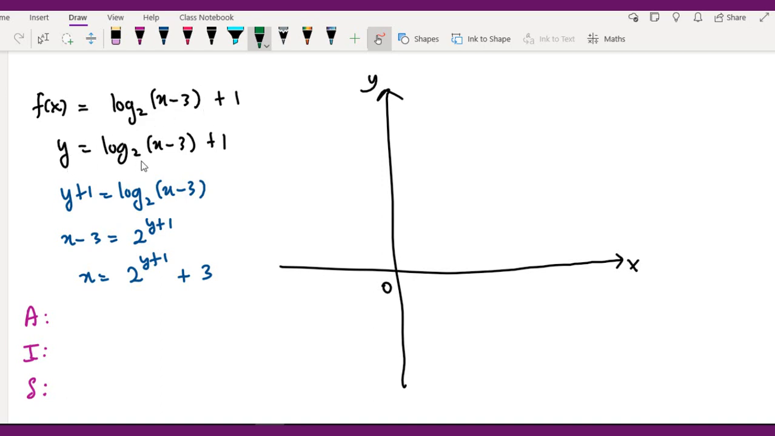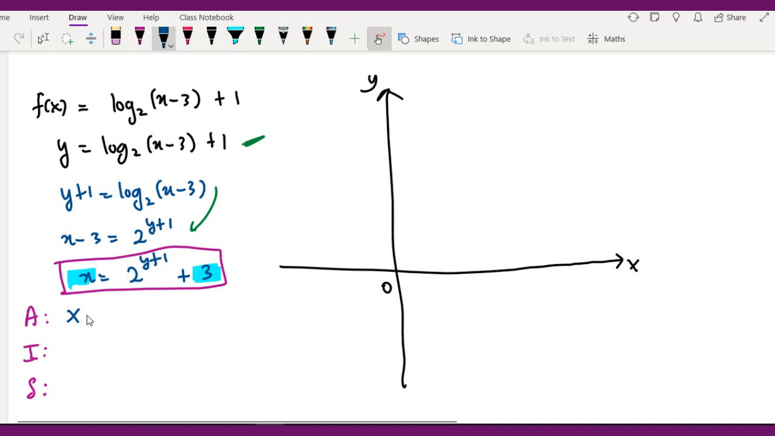So change to y equals this. Then from the log function, change to the exponential function. Bring the 1 to the left side like this. Then from log to index form, write x as the subject. x equals 2 to the power y minus 1, plus 3. Referring to this function, the asymptote is x equals 3. That is a vertical asymptote.